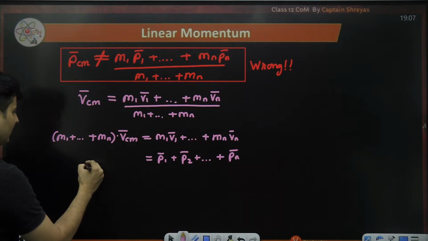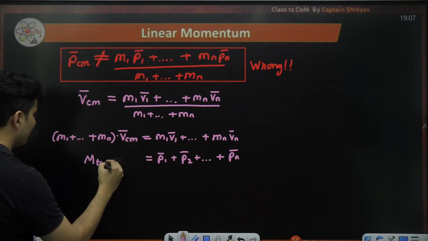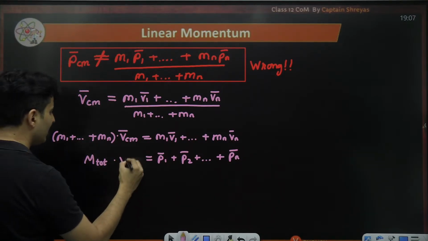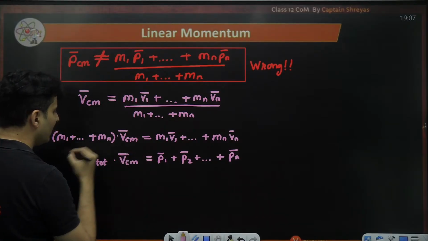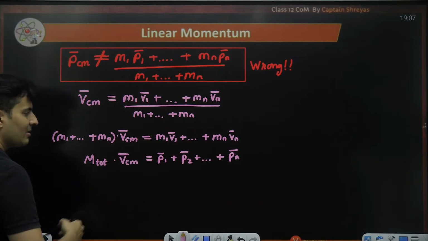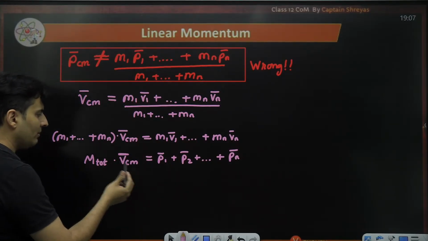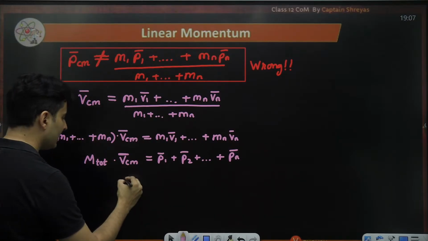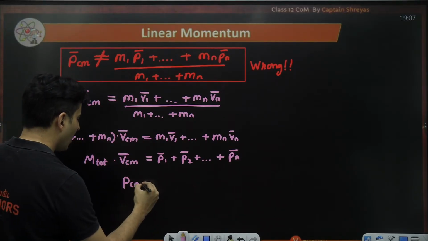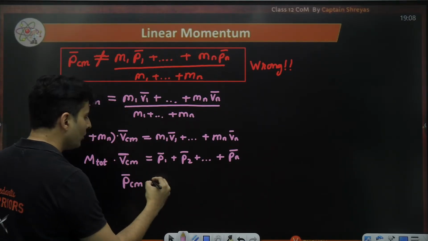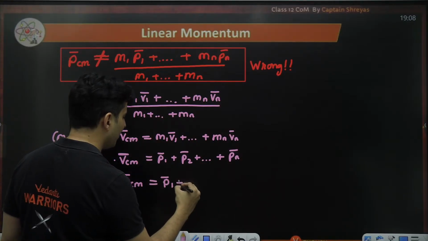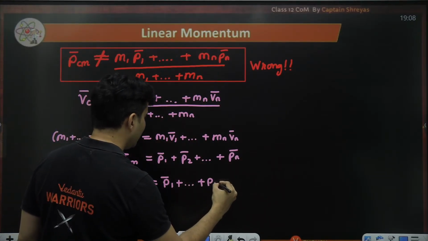What is this? This is nothing but the total mass, and this is nothing but the velocity of the center of mass. Now this tells me a very interesting thing. This is total mass into VCM. That means it is nothing but the momentum of the center of mass. So the momentum of the center of mass is just P1 plus P2 like that till Pn.